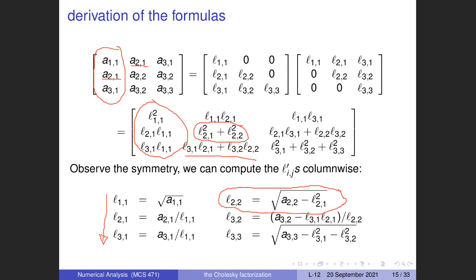Actually, I said previously that for L11, it suffices that the matrix is positive semi-definite. But if the matrix has a 0 eigenvalue somewhere, then the division will not work out. So we actually do require positive definite matrices, so all the diagonal elements will not be 0. And then for the third element, we compute again a square root.